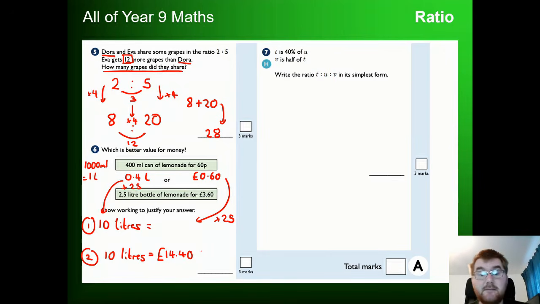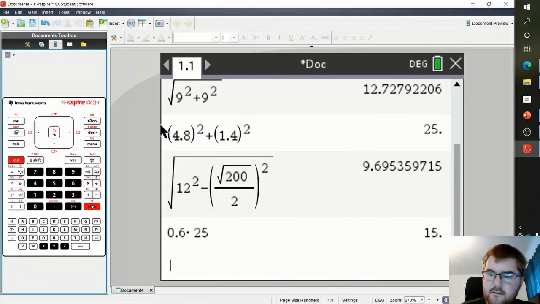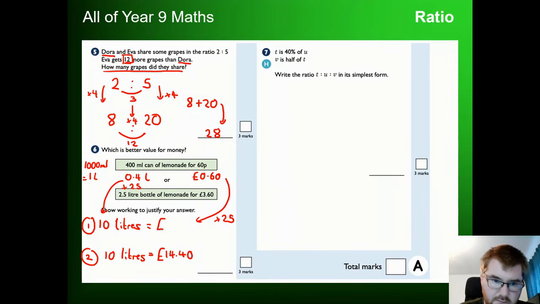So we're now going to check whether the can, when we multiply it up, is more than or less than £14.40. So let's go and do that now. All we're going to do is type in 0.6 times 25 and we get 15. That's definitely more. So this is going to be equal to £15. This is less. So therefore the bottle is going to be the best value for money. Very similar to a question we looked at before, so do check out the other sections of this video.